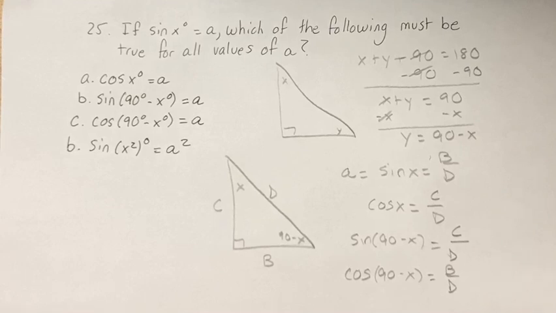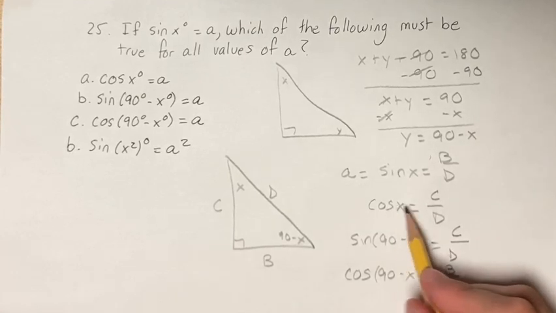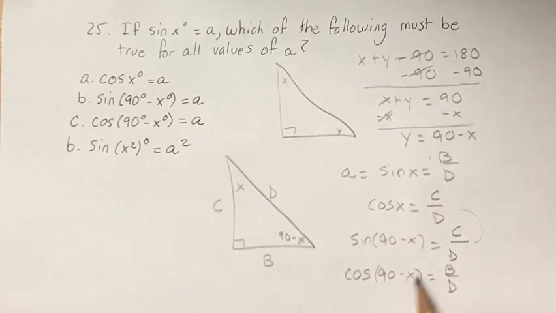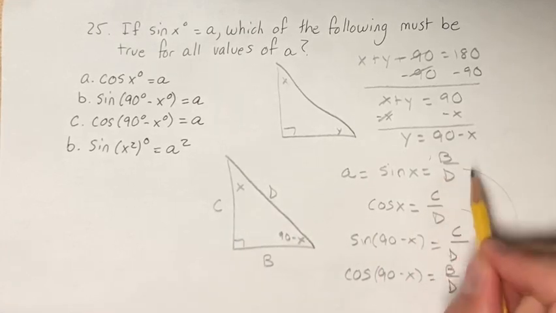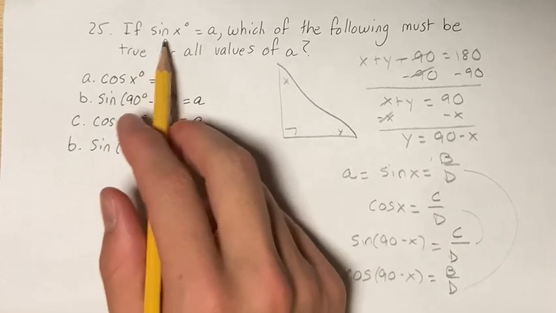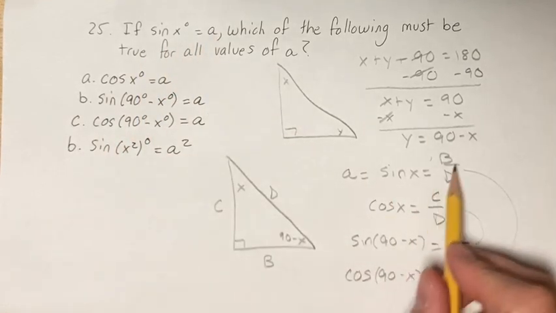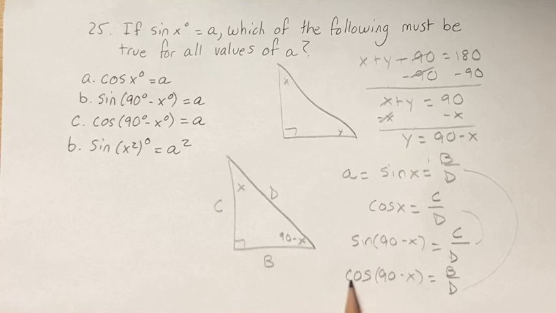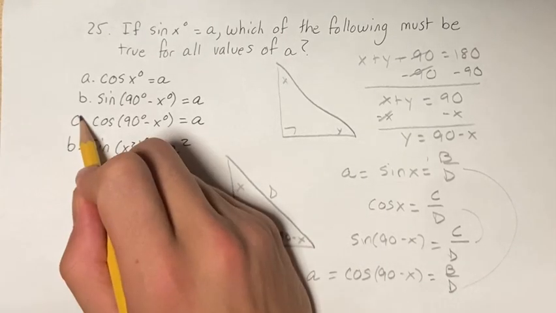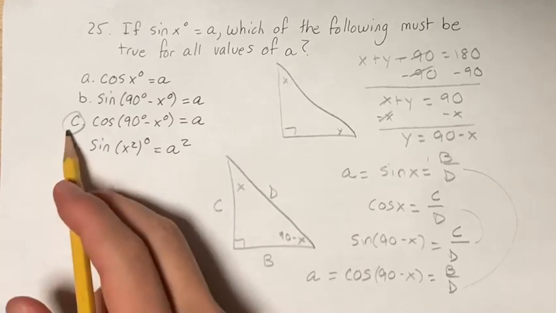And what we can see is that the cosine of x and sine of 90 minus x are equal, and the sine of x and the cosine of 90 minus x are equal. Right? It doesn't matter what the side lengths actually are. For any b, for any c, for any d, this is going to be true. So we're asked if sine of x is equal to a, right, and this is equal to b over d, then cosine of 90 minus x is also equal to a. Therefore, this is also true, and C is going to be your final answer.